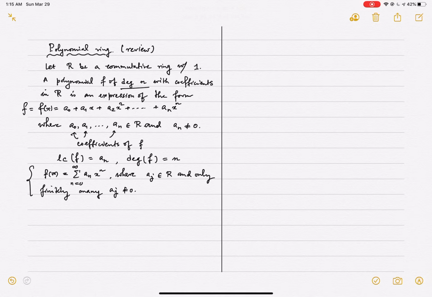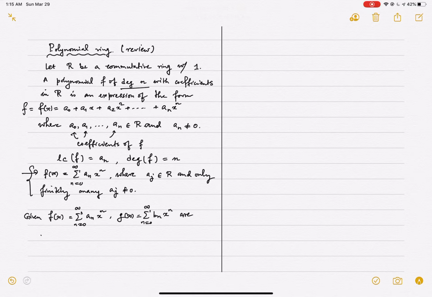And given two such things, the advantage of writing it like this is that then you don't have to keep track of where it ends. After a while it ends. And two polynomials are equal if aj equals bj for all j. And you add and multiply them in the usual manner.